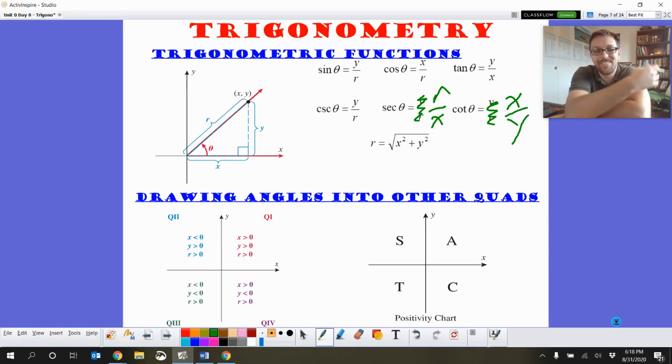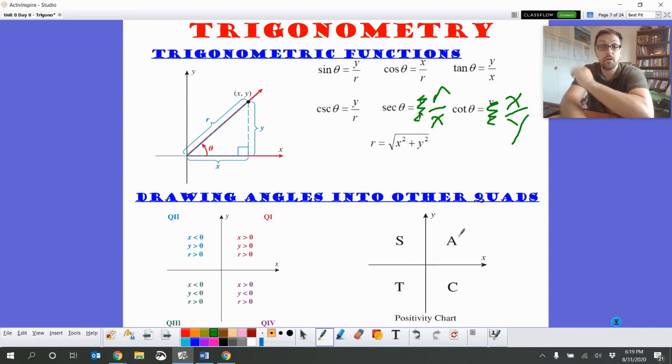So cosine and secant, they're reciprocals of each other. Tangent and cotangent, they're reciprocals of each other. They're upside down versions. There's also this positivity chart. All students take calculus, all senators talk crap, whatever you used.